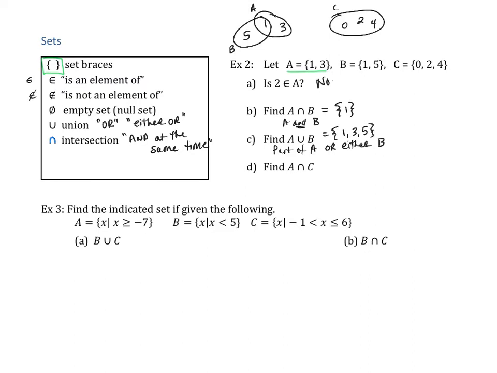Now let's look at the ones where we have, this is our and, so they're part of A and at the same time part of C. So there's nothing. And then we can write that as the set with nothing in it, or we can write that just with a 0. And in math, that is called the null set.